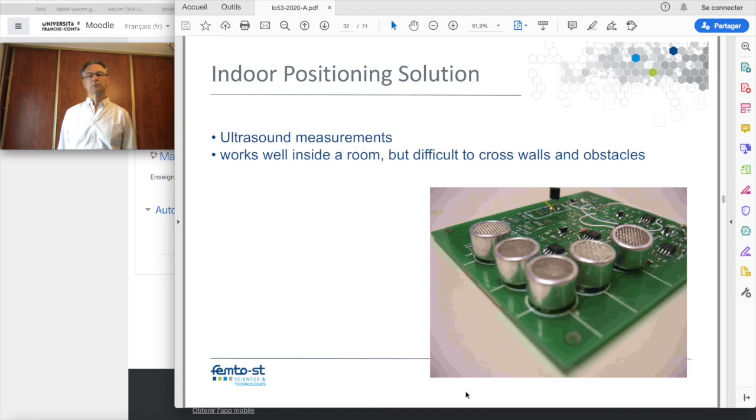So for ultrasound measurements, it's roughly like a radio system. You can send information from one fixed point to a mobile receiver, and you can measure distances between the sender and the receiver, because the sound speed is less than the light speed. It is easier to measure distances using sound, but sound and ultrasound don't cross obstacles very easily.